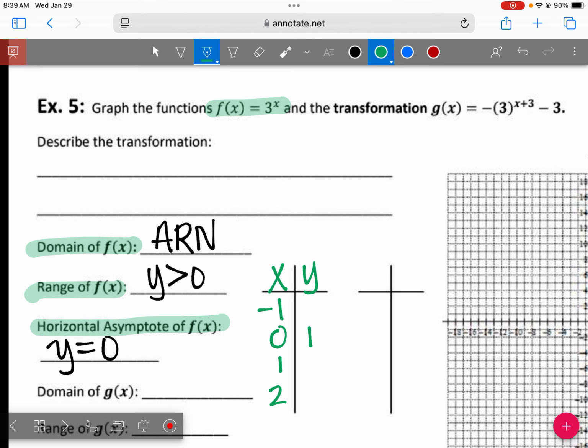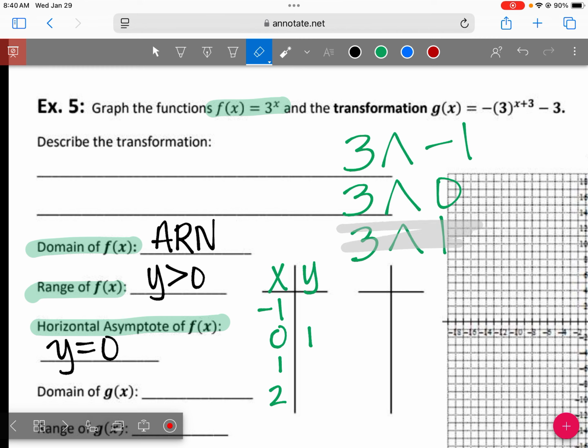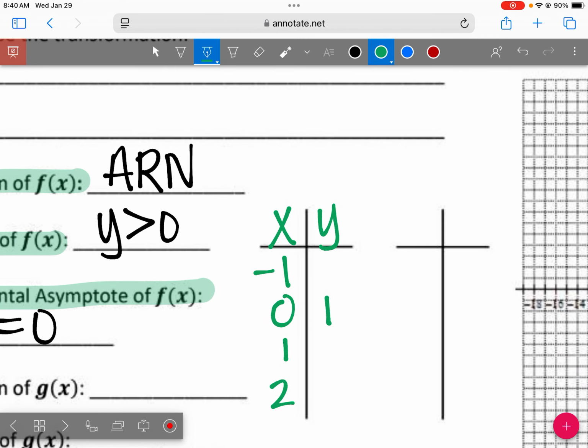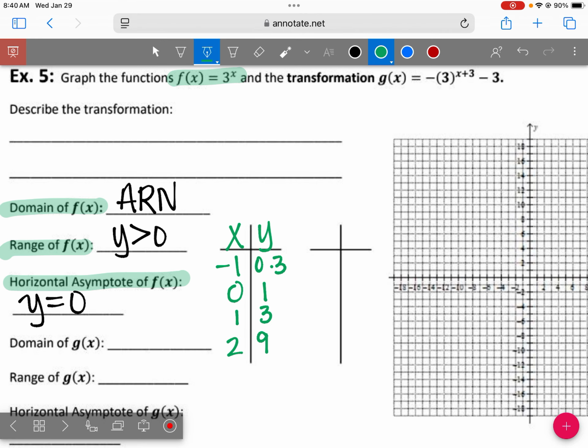So pick up your calculator. Again, that caret key is the button under pi. So you're going to type in 3, hit that button, -1. 3, hit that button, 0. 3, hit that button, 1. And then you're going to graph it.